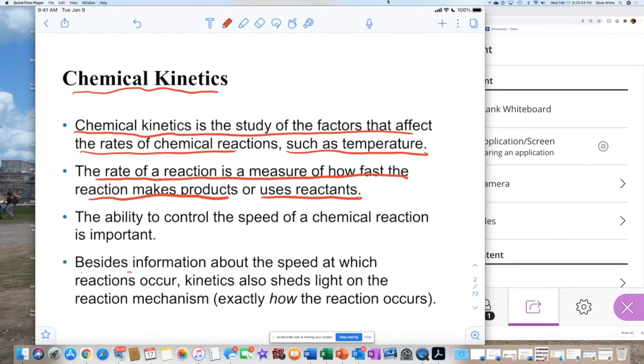But since the term fast is generally used here, it means that products are being made or reactants being used, maybe 98% to 90, I don't know, maybe 85%. It doesn't mean all the time. It just means most of the time.